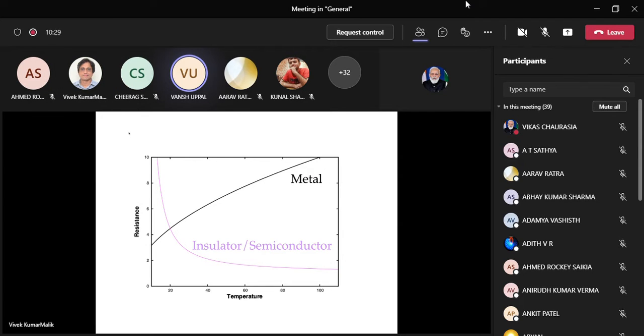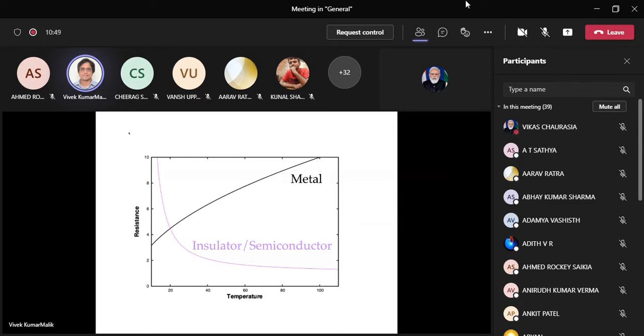So in metals, due to increased motion, the number of collisions between the electrons increases, and thus the resistance should also increase. However, in semiconductors and insulators, the electrons actually get excited, which causes the conduction band to actually increase.